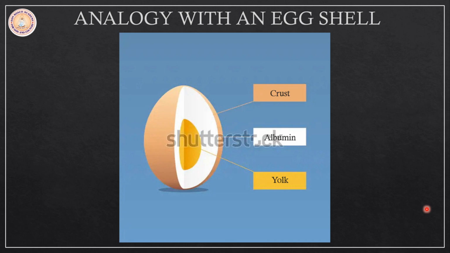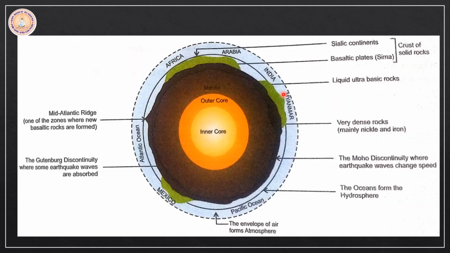Since the egg has got three distinct layers with different density, the earth also has got three distinct layers with different density. The core, which is the heaviest and the densest, is found at the center, just like that of an egg yolk.